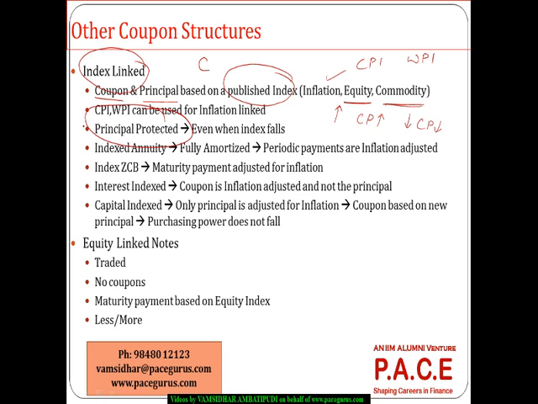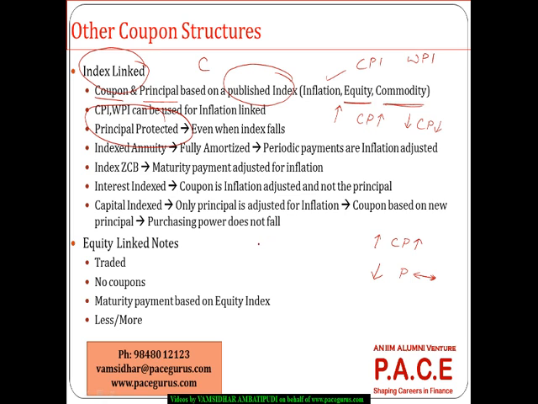But there could be a few instruments where the principal can be protected as well, which means if the index is up, the coupon and the principal payments can go up. But if the index is down, at least the principal payment will remain flat, it will not go down. Which means there is no way a loss can come on the principal repayment in these kinds of securities, the index linked securities which have a protection of the principal.